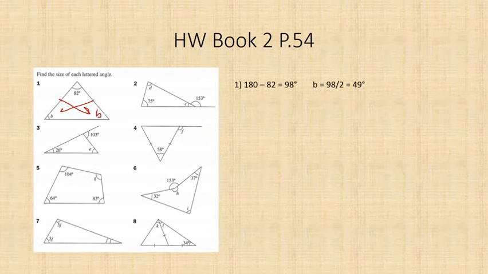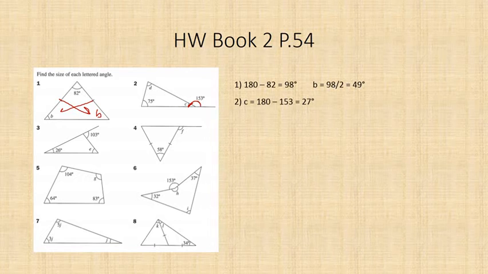And here, for question number 2, this is 153. And this is like a supplementary angle. So 180 minus 153 is going to be equal to 27 degrees. So C equals 27 degrees. And to get D, it's very easy. It's just 180 because it's inside a triangle. So it's 180 degrees minus (75 plus 27). So it's going to be equal to 78 degrees.